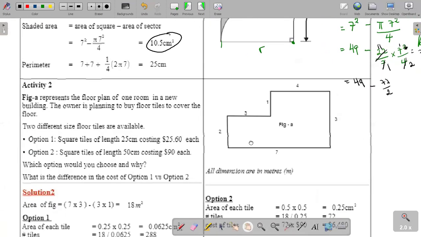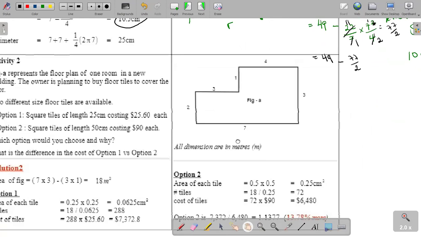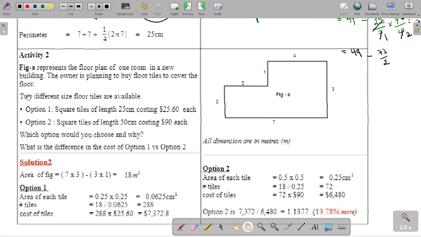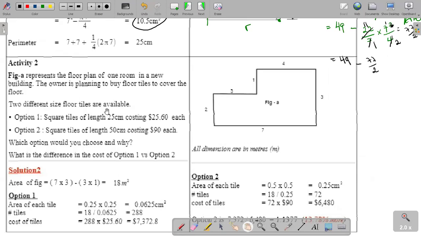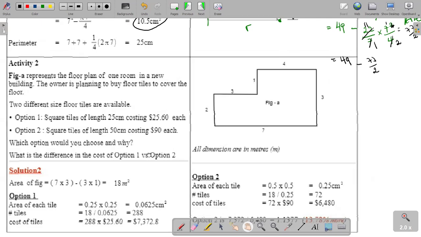All right, next shape. Next question. Okay. Figure A represents the floor plan of a room in a building. The owner is planning to buy floor tiles to cover the room. Now, this question is easy. How many tiles? Oh God, look, this is a whole stress now. Watch this. They got 2 different tiles. They got tiles where you have 25 centimeters costing 25.60 each. And then they have a bigger size, which is twice the size. They have 50 centimeters costing $90 each. Which option would you choose and why?